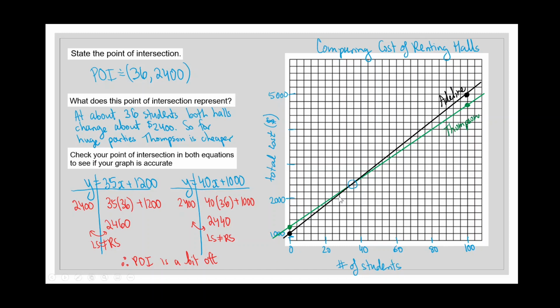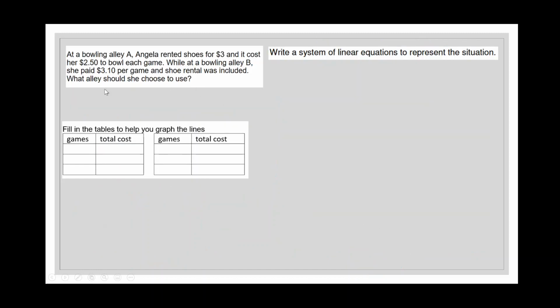Let's try another type of question where when you're choosing a scale, you might not have to be rounding up, you might have to be rounding down. So I want to explain that. For this example, I'm choosing an example that has smaller numbers. Here we have at bowling alley A, Angela rented shoes for $3 and it cost her $2.50 to bowl each game. While at bowling alley B, she paid $3.10 per game, and the shoe rental was included. Which alley should she choose to use?